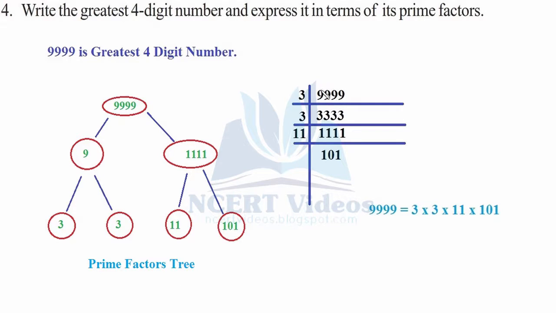Now the factor tree is 9999 can be written as a product of 9 into 1111. Similarly, 9 can be written as a product of 3 into 3, and 1111 can be written as 11 into 101.